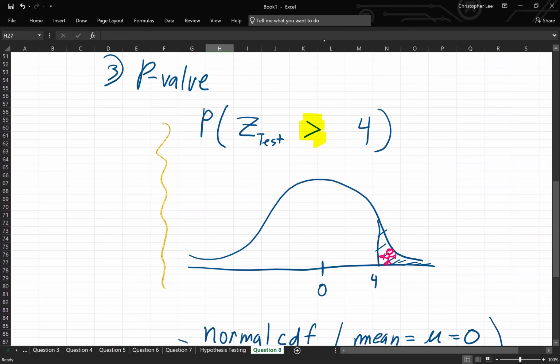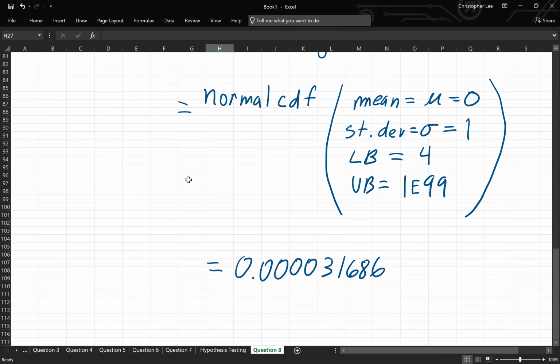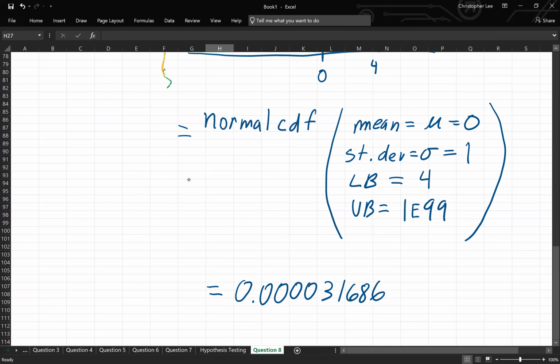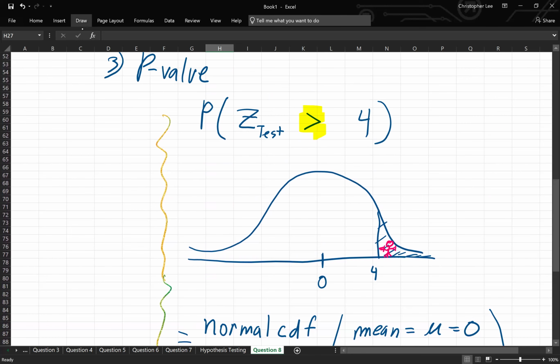Let me just go straight down. We're just gonna do this again for those that want to use a table. So we have the probability of Z greater than 4. Hmm, that doesn't sound right, because probability has to be between 0 and 1.